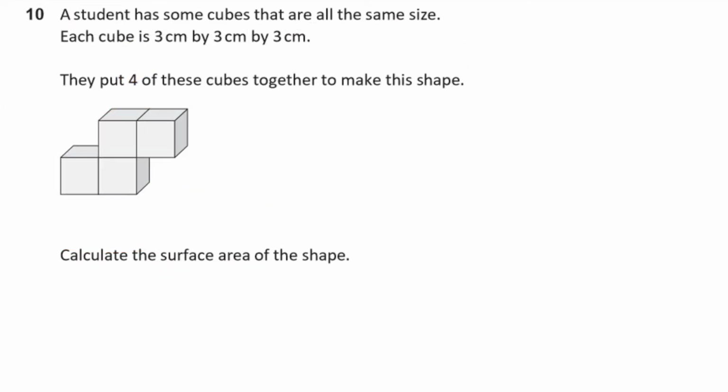Question 10. A student has some cubes that are all the same size. Each cube is 3 centimeters by 3 centimeters by 3 centimeters. They put 4 of the cubes together to make this shape. Calculate the surface area of the shape.